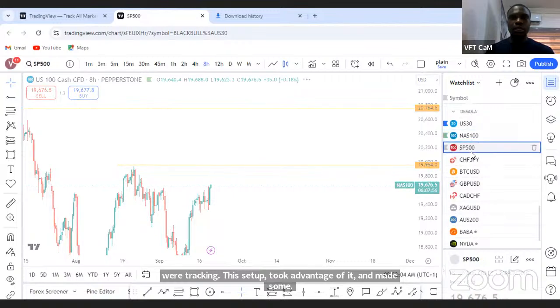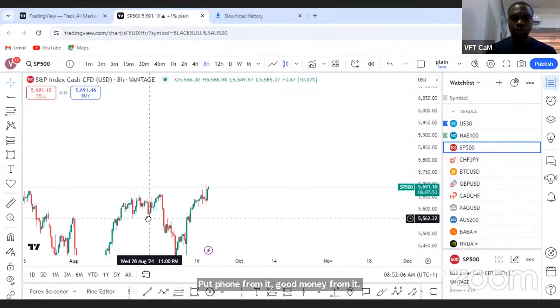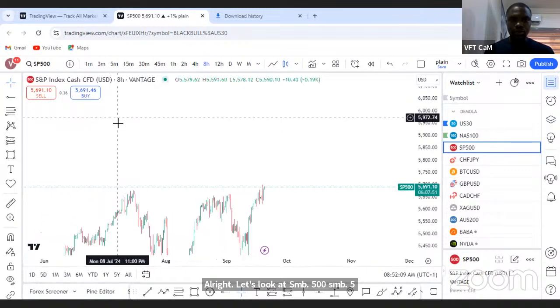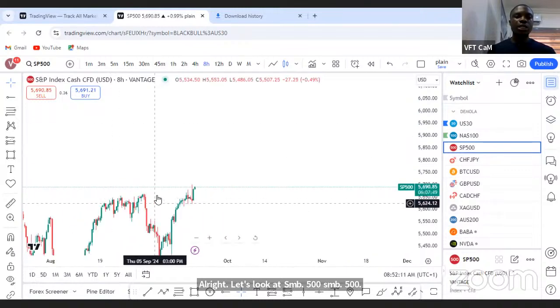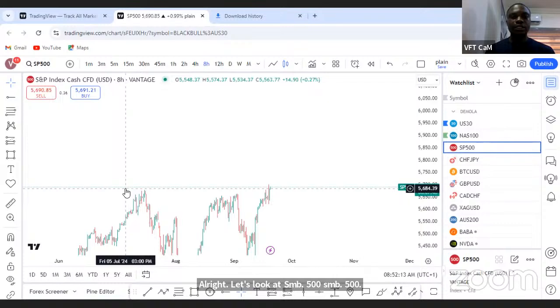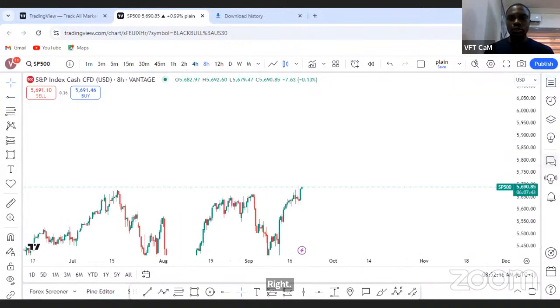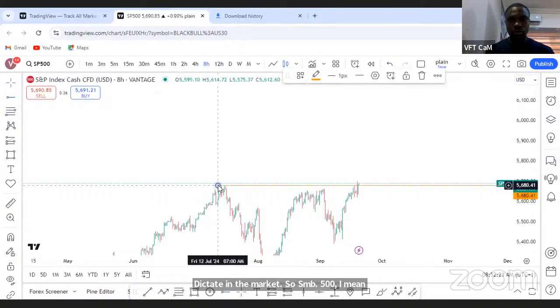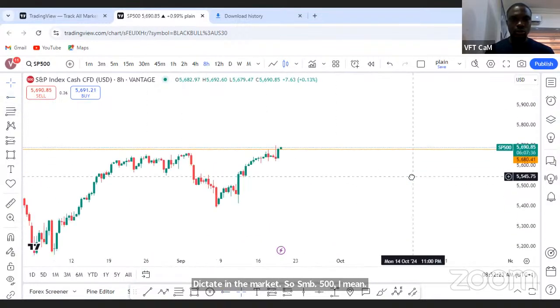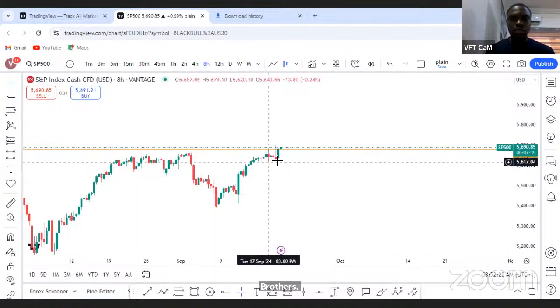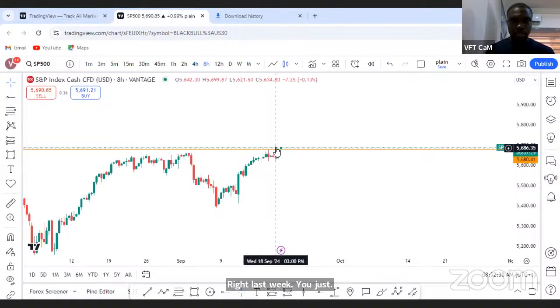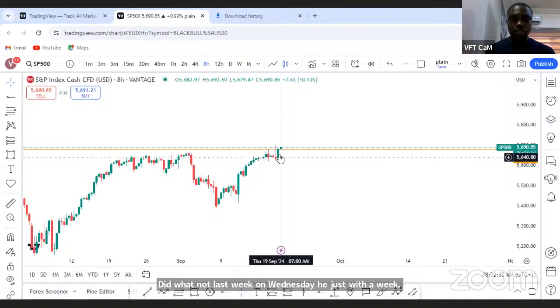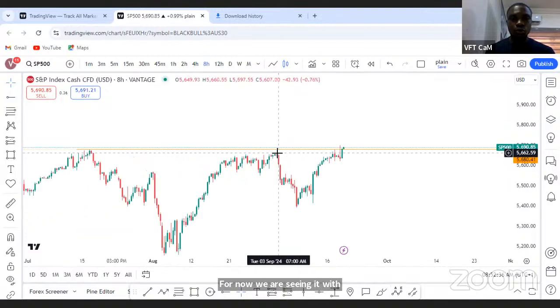All right, quickly let's look at S&P 500. We mentioned that S&P 500 also cleared its own all-time high, right? And this is giving us confidence to take trades in the market. So S&P 500, let me draw this. On Wednesday, it just cleared this high with a wick. But now we are seeing a bullish candle closing above the high.